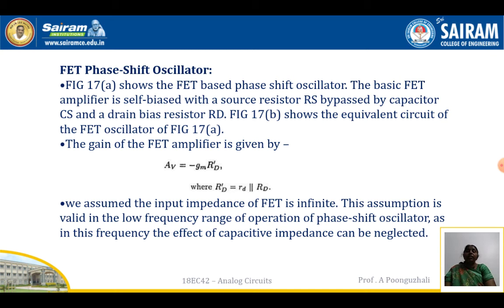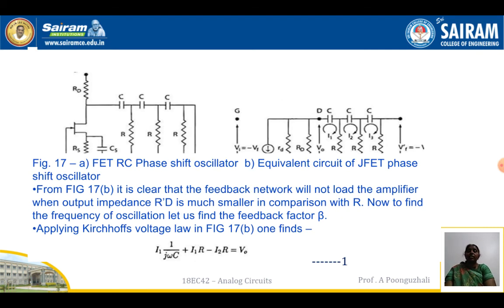Here we assume that the input impedance of the FET is infinite, and this assumption is valid in the low frequency range of operation of the phase shift oscillator, as at this frequency the effect of capacitive impedance can be neglected. So this is your RC phase shift oscillator using the FET. As I said, your FET amplifier is going to provide a 180 degree phase shift, and the 3 RC pairs are going to provide another 180 degree phase shift. So the total phase shift around this oscillator is going to be 360 degrees. So each RC pair is going to produce a 60 degree phase shift.